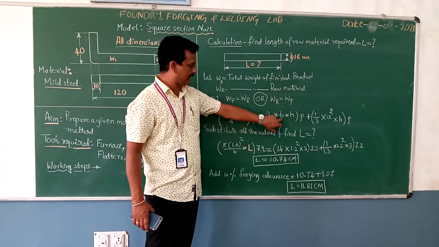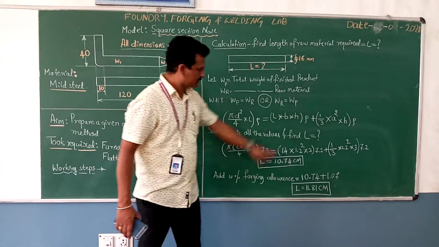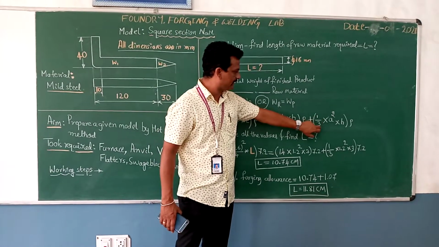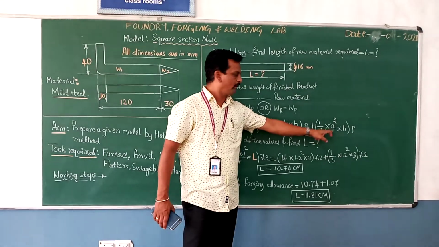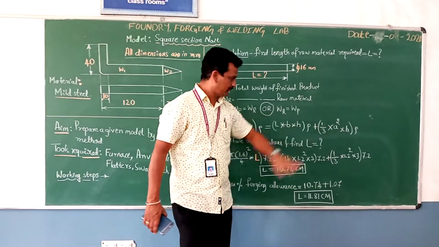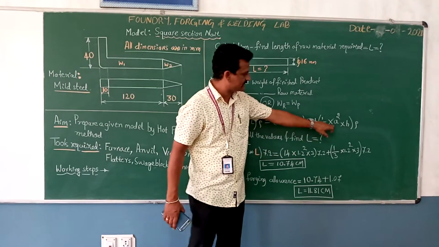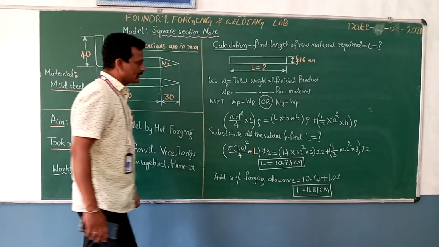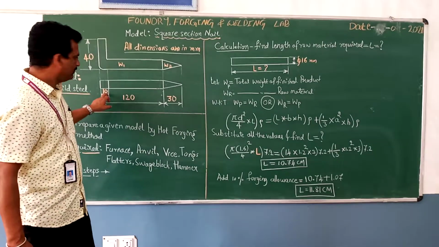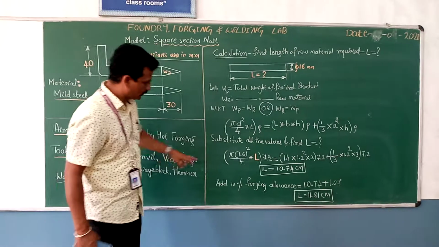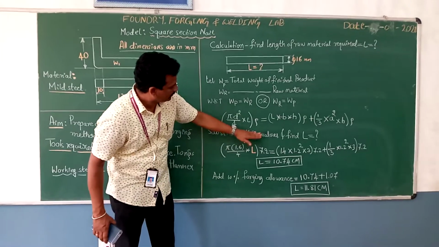Now B and H are the breadth and height. For the pyramid, it is 1 by 3 into A square into H. Here this is the formula to find out the weight of the square pyramid, times the density. Now you have all the values. A is nothing but the edge of the square pyramid, that is 1.2. So substitute all these values in this equation and calculate.